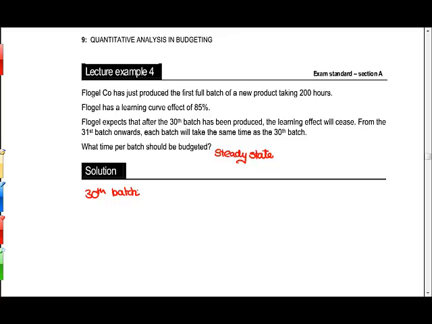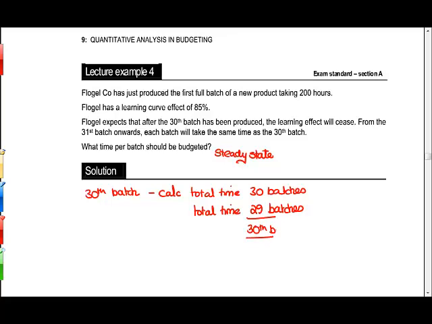You don't want all of the time for the 30th batch, you want the time for just the 30th batch, because we'll use that going forwards as the time for the standard cost card in the steady state. So the approach then is going to be to calculate the total time for 30 batches, and we're going to subtract from that the total time for 29 batches, and that will give you the time for just the 30th batch.